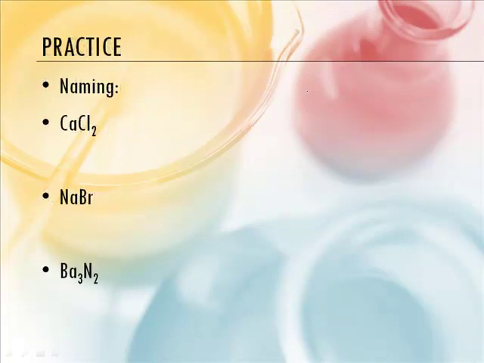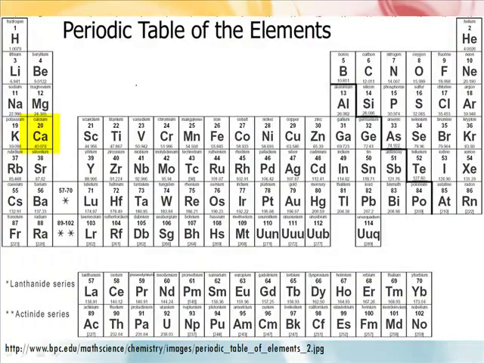So let's do number one first. The first one is CaCl2. Now, where do you find Ca on the periodic table? Ca is over there on the left. All right, so calcium, if you find the periodic table, is right here, over on the left, to the left of the staircase.